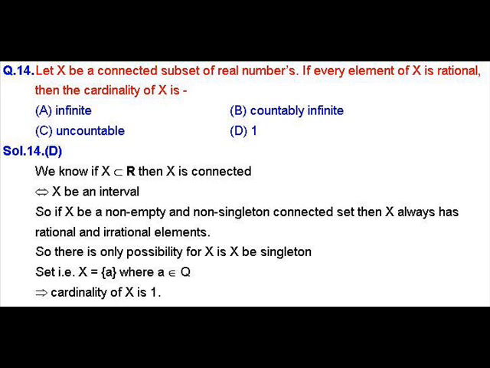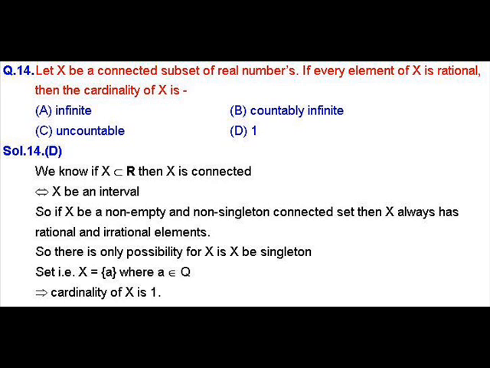But we know if X is an interval, that is, either an open interval, a closed interval, or a semi-open semi-closed interval, then it always contains rational and irrational numbers. So X cannot be this kind of set. Now we also know that the empty set and singleton sets are also defined as intervals, that is, they are also connected subsets of R. So the possibilities for X are either the empty set or a singleton set.